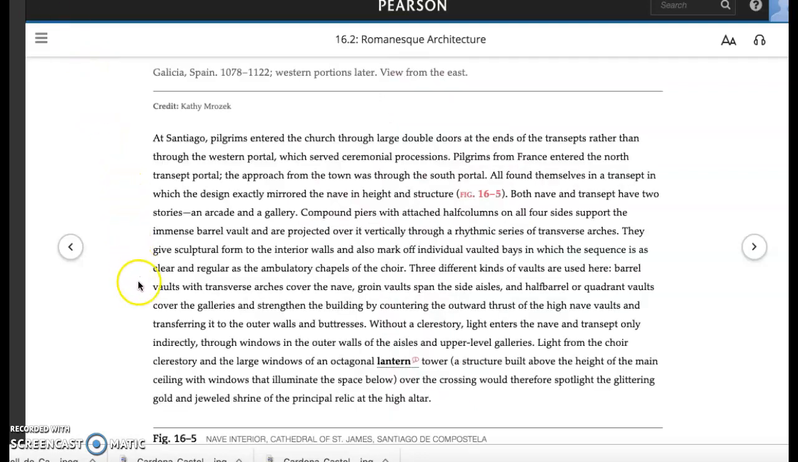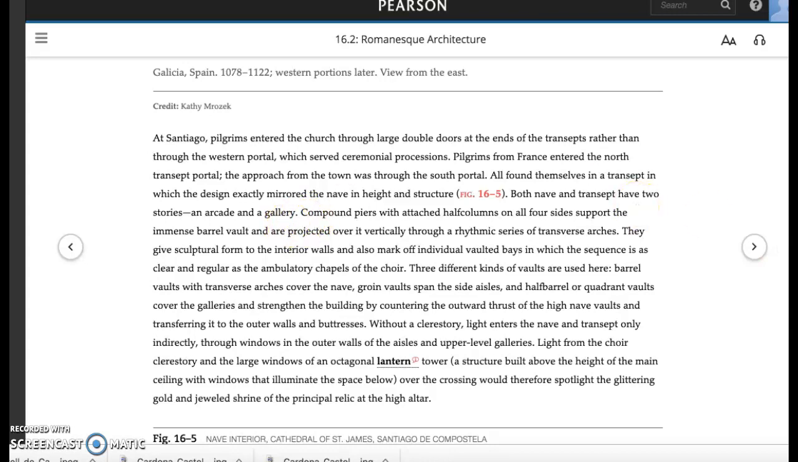So in this paragraph, the authors move into talking about the interior of the building and the design in terms of its height. They say both nave and transept have 2 stories, an arcade and a gallery. You've got to start learning these terms. They're going to be used over and over again, and you'll need to be comfortable with them in order to be able to tell the difference between different architectural designs.